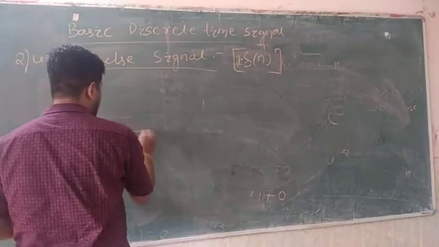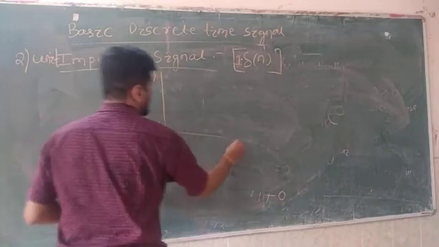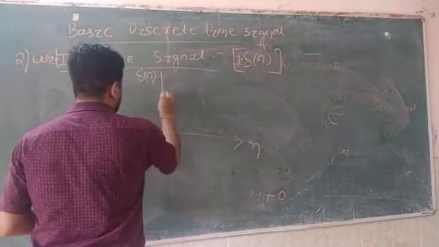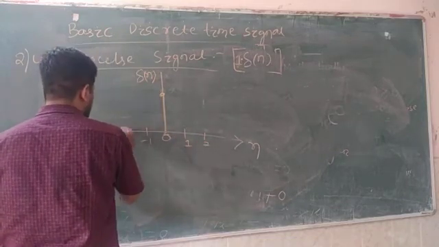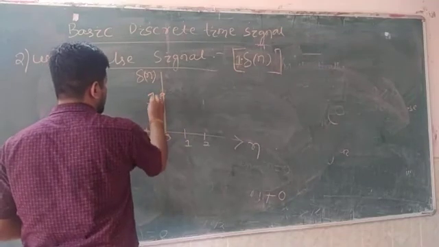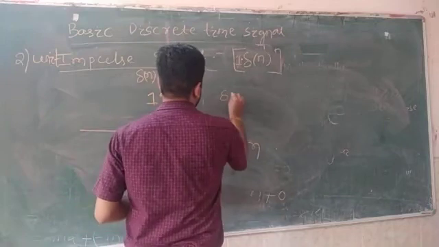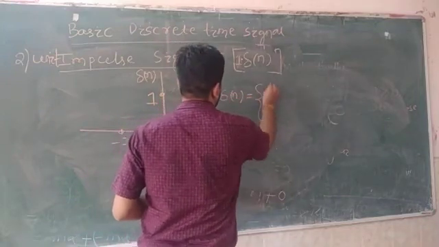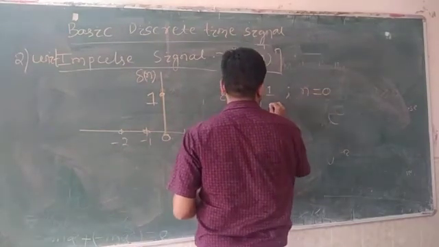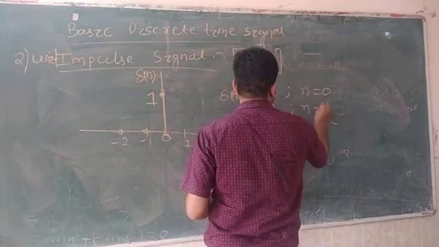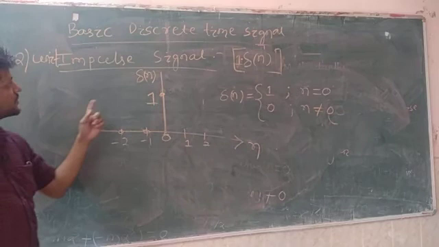So you have to represent it like this. This is your delta n, and this is your graph between n, and here you have n equal to 0. For the remaining values this is 0, and only at n equal to 0 do we have area 1. So how to denote this mathematically? Mathematically, delta of n is equal to 1 when n is equal to 0, and 0 when n is not equal to 0. So this is the representation of the unit impulse signal.